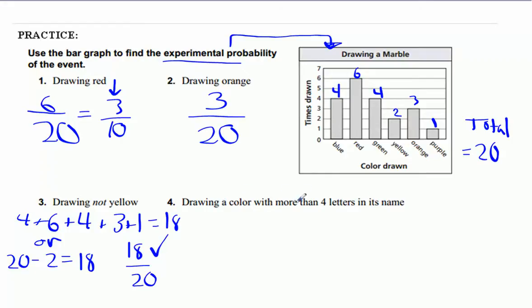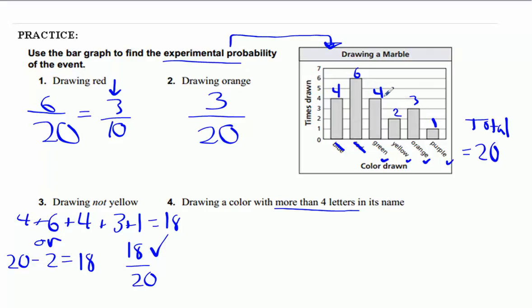Drawing a color with more than 4 letters in its name. So I looked at each one of these and I said, well, okay, does this have more than 4 letters? No. Does this have more than 4 letters? No. Does this have more than 4 letters? Yep. Does this have more than 4? Yep. Does this have more than 4? Yep. Does this have more than 4? Yep. And now I'm going to add these guys up.